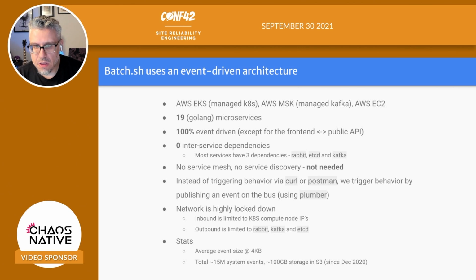I already mentioned, our network is massively locked down. We're barely able to talk to anything, where the services are able to only talk to very specific other IPs on the network. And then the stats are really that our average event size is 4K. We have about 15 million system events, and that takes up about 100 gigs of storage in S3, which really translates to a couple of bucks a month that you need to pay for S3. In the grand scheme of things, it's absolutely nothing.